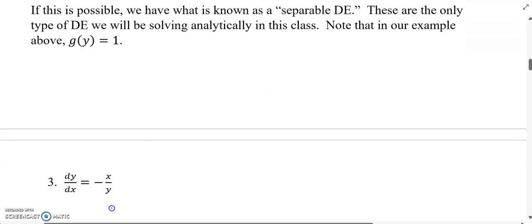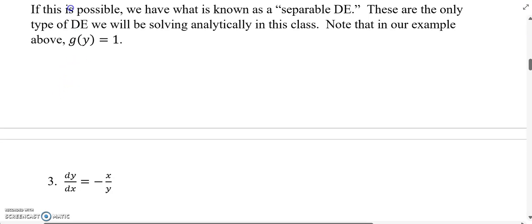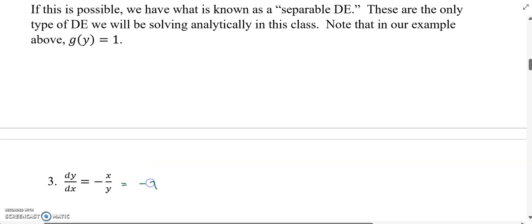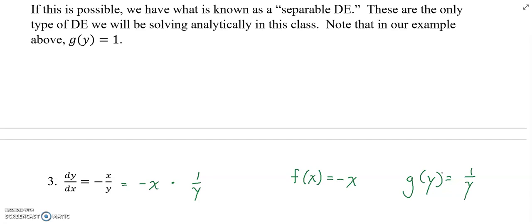But on this next example, we do have a g of y that's something more interesting than 1, right? This is negative x times 1 over y. So my f of x is equal to negative x, and my g of y is equal to 1 over y. Why did I put the negative with the x? It's arbitrary. I just decided to. It's better to keep all of the stuff that we can with x and keep y as simple as possible. If you wanted to, you could put the negative with the y instead. I'm going to keep the negative with the x.